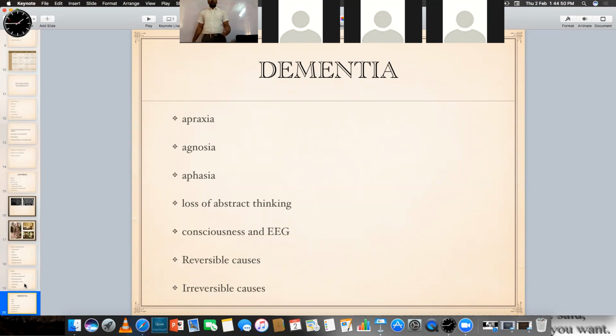So in dementia, what we have is apraxia, agnosia, aphasia. What are these terms? Apraxia, agnosia, aphasia. Apraxia, yeah, tell me. Yeah, aphasia is unable to speak.